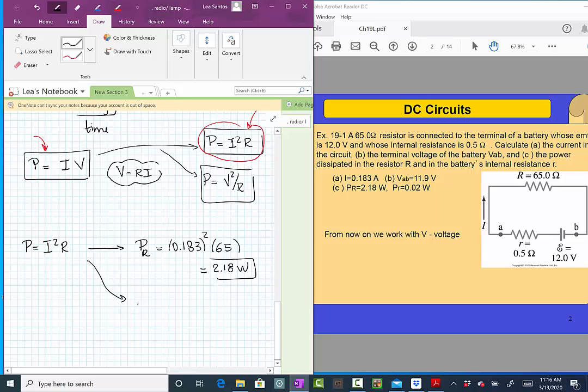All right, so if now I want to obtain the power dissipated by the little resistance, what am I going to use?